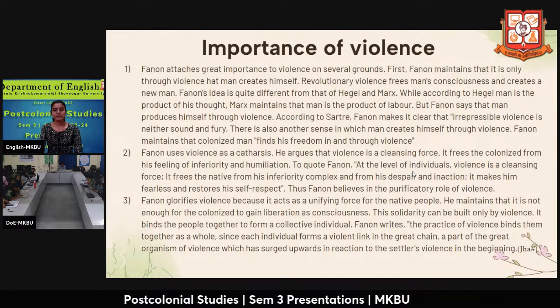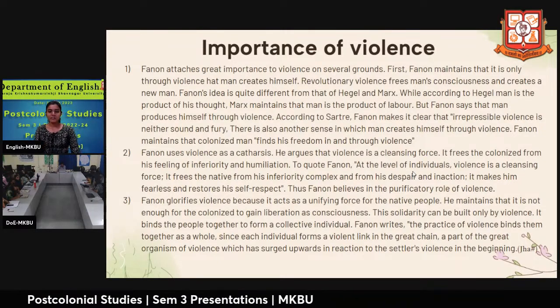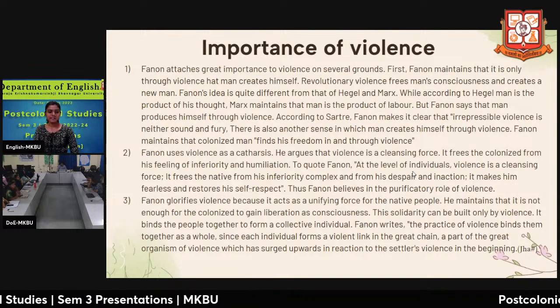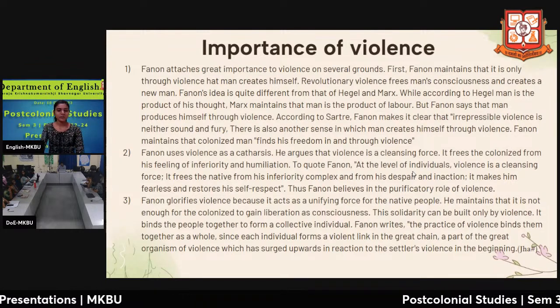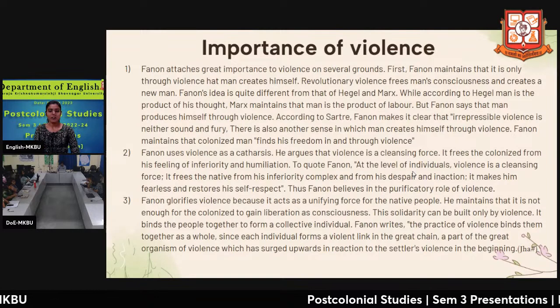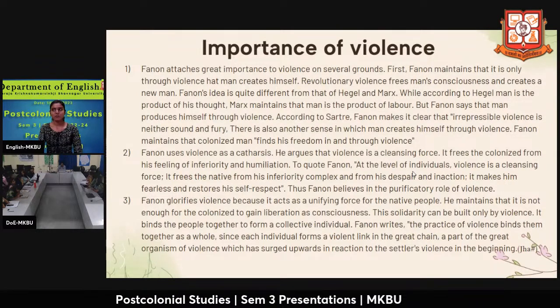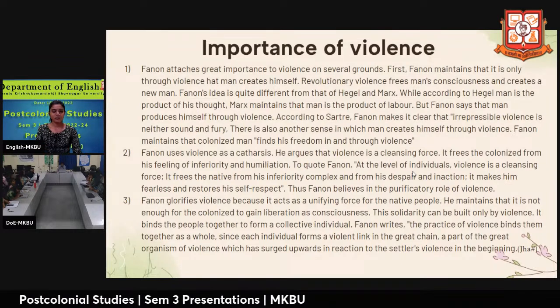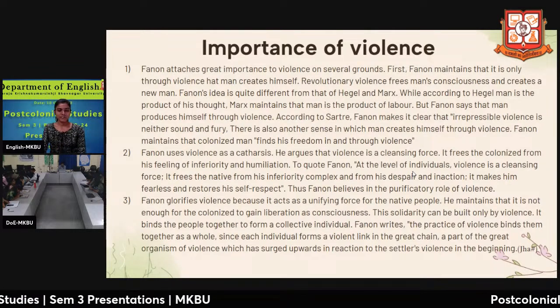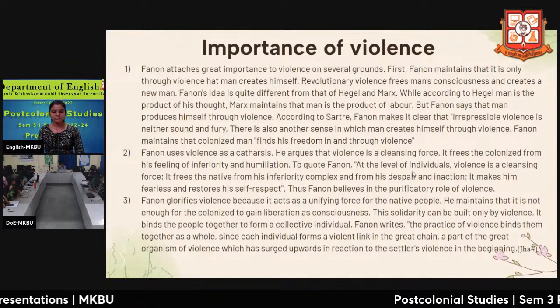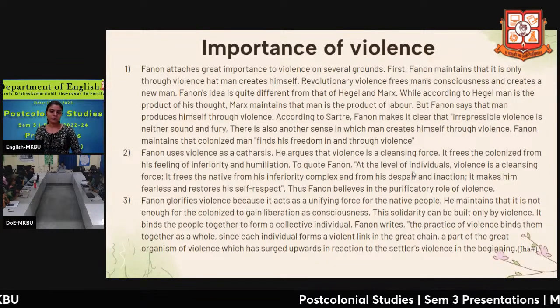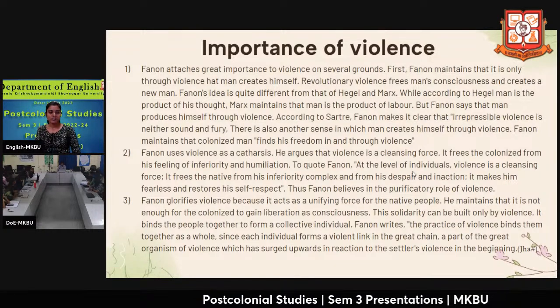To quote Fanon, at the level of individuals, violence is a cleansing force. It frees the native from his inferiority complex and from his despair and inaction. It makes him fearless and restores his self-respect. Thus, Fanon believes in the purificatory role of violence.